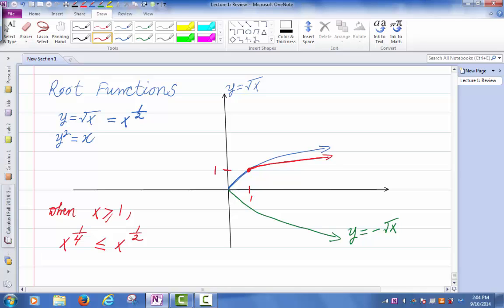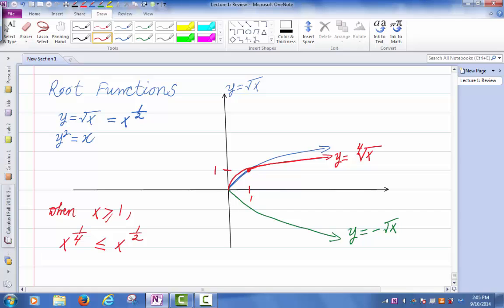What's happening between 0 and 1? Which x to the 1/4 is bigger, right? For example, think about 1 over 16. What is 1 over 16 to the power half? 1/4. 1 over 16 to the power 1/4 is 1/2, right? So which one is bigger? X to the 1/4 is bigger. So that means between 0 and 1, the red one would in fact be above the blue one, right? So the red one is the graph of the 4th root of x.